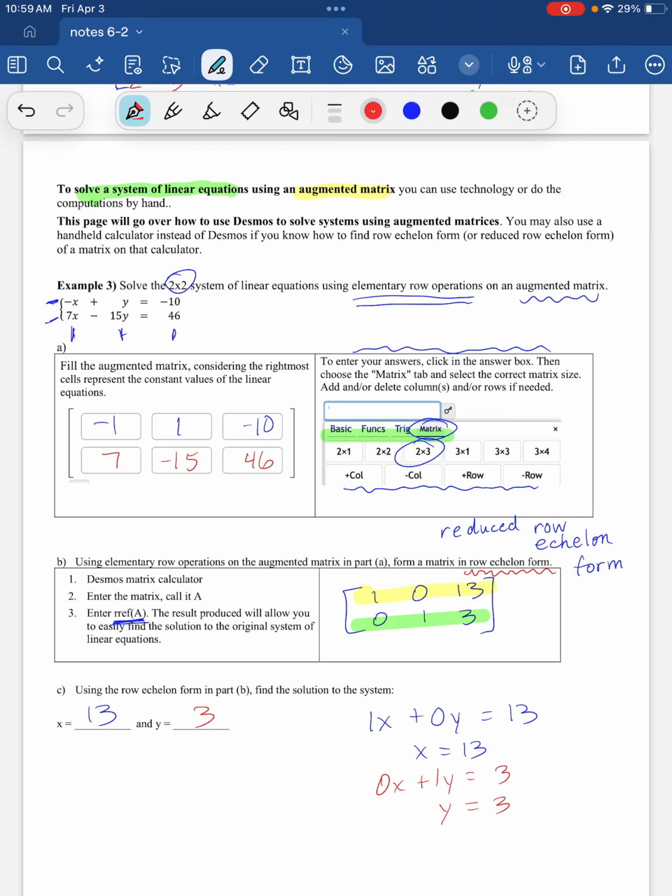If we went back to our given system and used any of the techniques from 6.1, solving by graphing or substitution or elimination, the answer we would get is 13 for x and 3 for y. But now you know how to do that with augmented matrices.